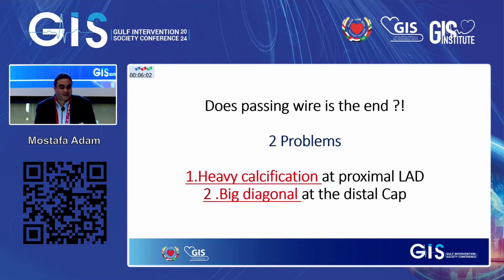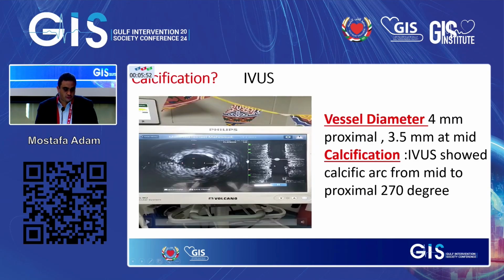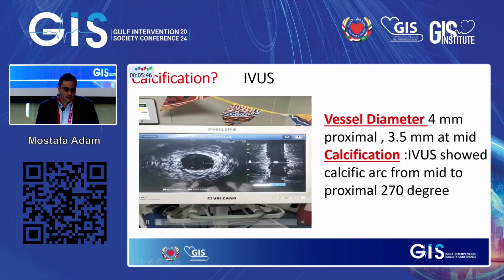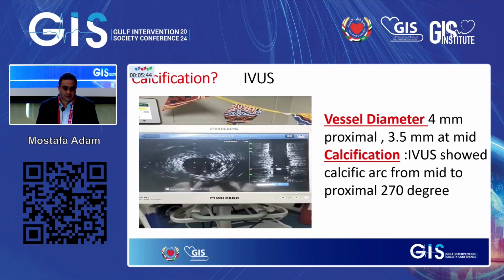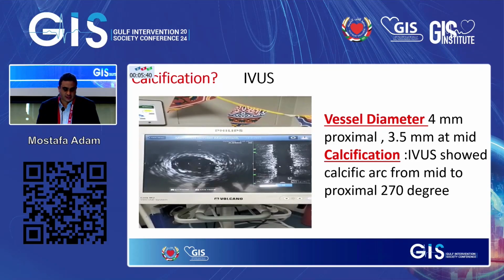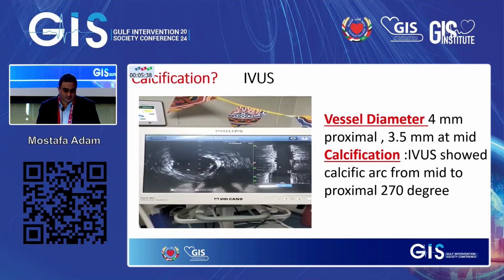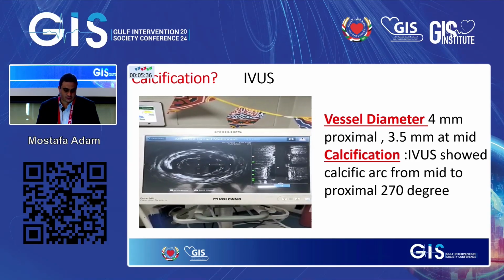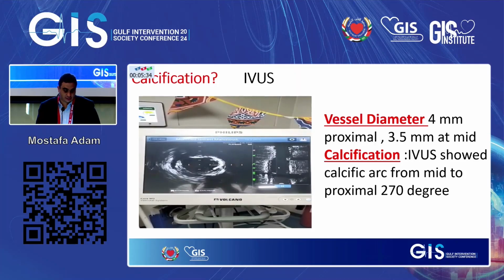So, does passing the wire mean the end? No. We have two major problems there. First, heavy calcification at the proximal LAD. Second, a big diagonal at the distal cap. So this is the role of imaging modality, especially the IVUS. The IVUS image gives us data that the vessel diameter is 4 millimeters proximally and 3.5 at the mid, and the calcification shows a calcium arc from mid to proximal of 270 degrees.